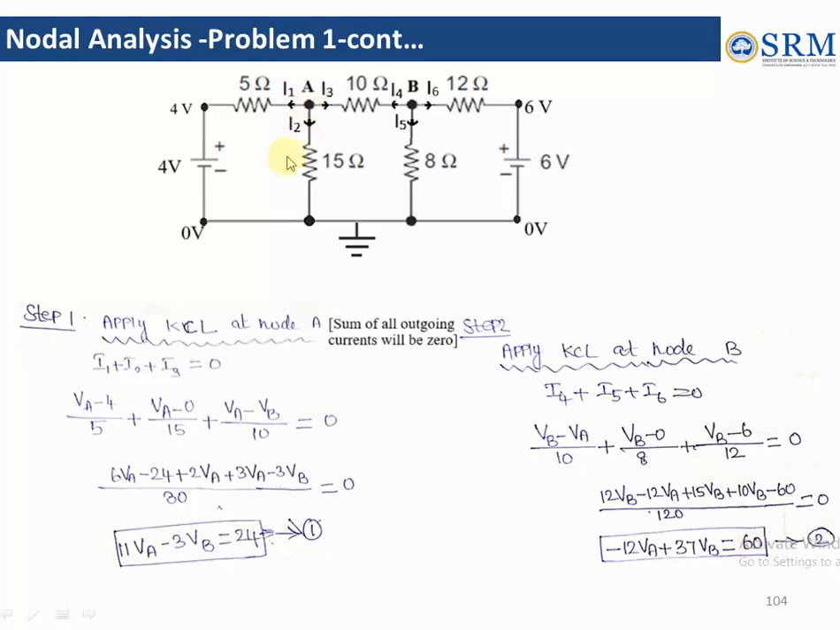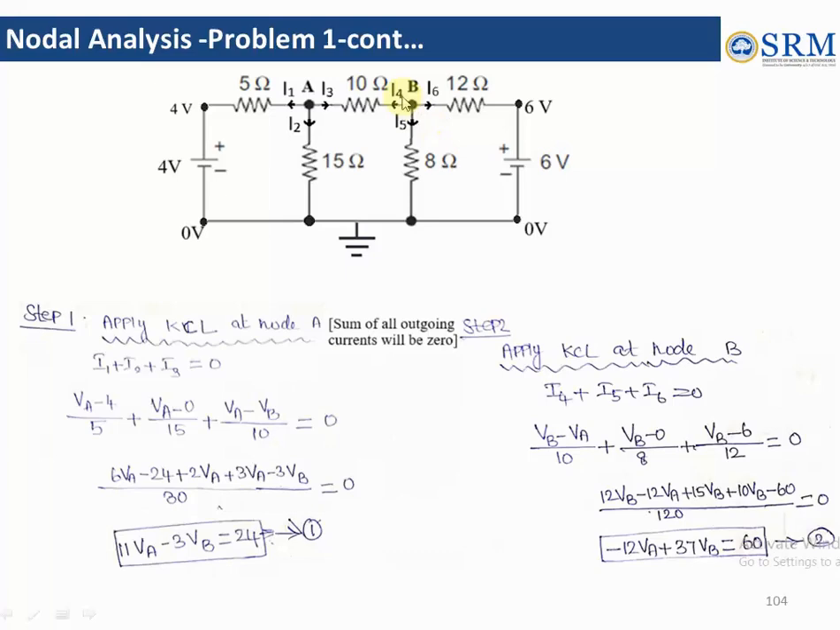So sum of all outgoing currents will be 0 as per this law. So I1 plus I2 plus I3 equal to 0. From Ohm's law we know that I equal to V by R. So I1 is nothing but (VA minus 4) divided by 5. Similarly I2 is (VA minus 0), since it's at ground potential, by 15, plus (VA minus VB) by 10 ohm equal to 0. After taking LCM and simplifying, we get this equation.